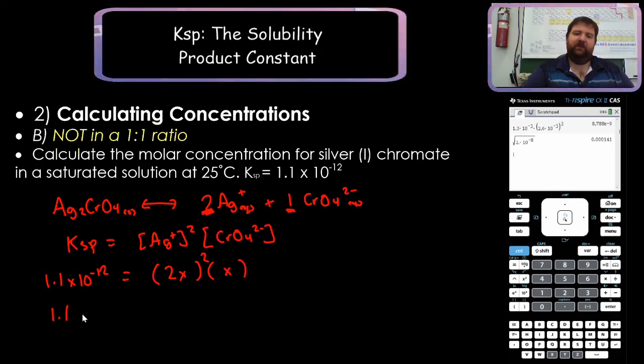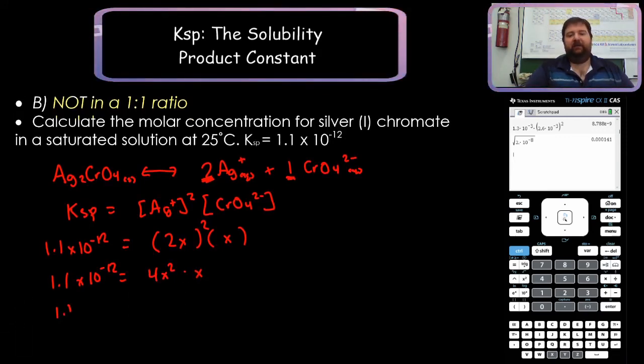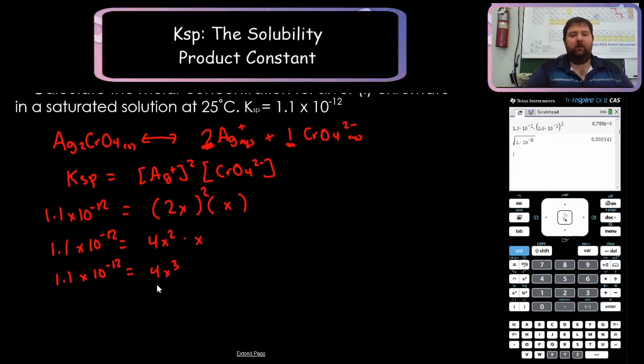So again, we just keep going. 1.1 times 10 to the negative 12 equals, what's 2x squared? That would be 4x squared. And we need to multiply that by x. What is this? Well, 4x squared times x is 4x cubed. What do we do now? We need to isolate our variable. So let's divide everything by 4.